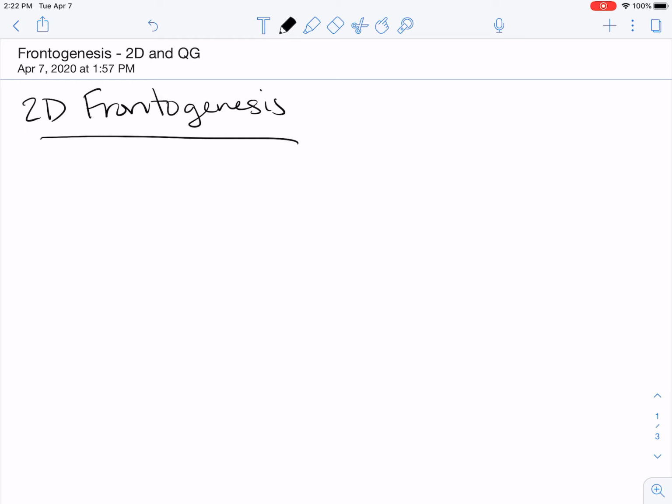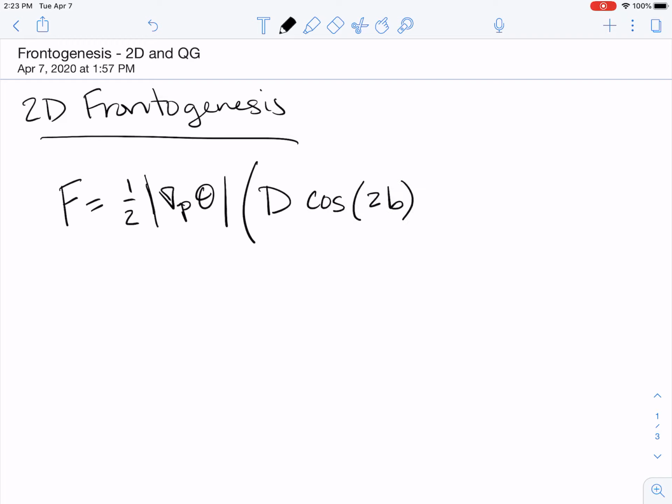So we are simply taking some of the previous equations we learned about and reducing them down to what is better known as the Petterssen frontogenesis equation, where F equals 1/2 the magnitude of the gradient on a pressure surface of our potential temperature, multiplied by the resultant deformation D times the cosine of 2 times the angle between our axis of dilatation and our isotherms, minus delta, which is our horizontal divergence.